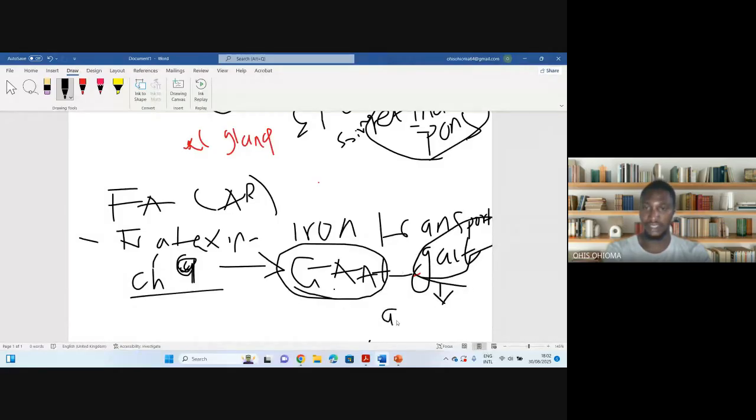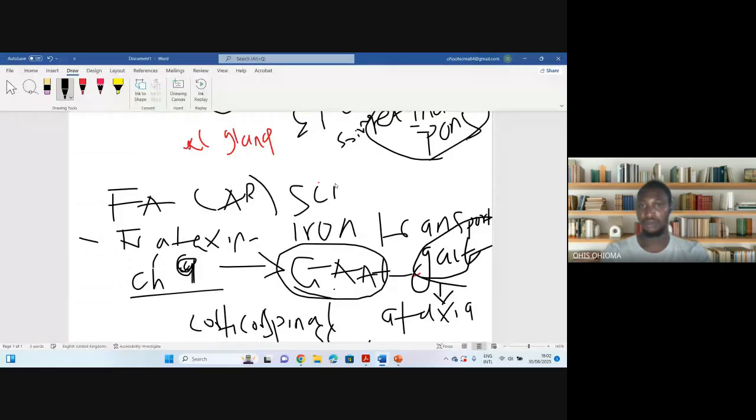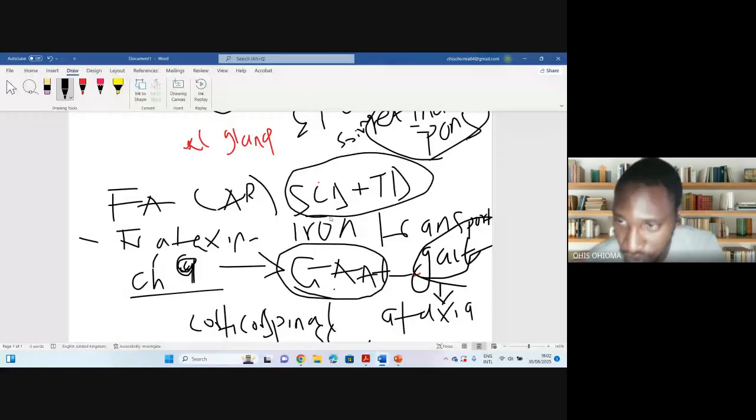So the patient has ataxia, has corticospinal tract lesions, and then the patient has spinocerebellar tract lesions. So basically, the patient just has subacute combined degeneration plus tabes dorsalis. Basically, has the features of both of them, right? That's the first thing you need to know.